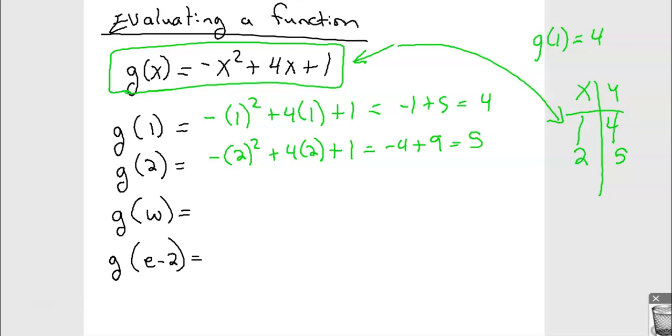Now, sometimes I don't want to put in a number, I want to put in a variable, because remember, variables just represent numbers. So all I'm going to do is replace the x, just like I replaced the x with a 1, just like I replaced the x with a 2, I'm going to replace it with a w. So negative w squared plus 4w plus 1. And that's all I can do. I could just simply exchange the x for a w. Well, notice here, I'm going to exchange the x for an e minus 2. So I'm going to literally exchange it for an e minus 2.